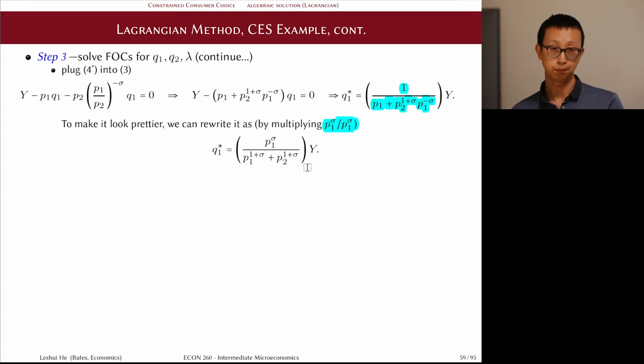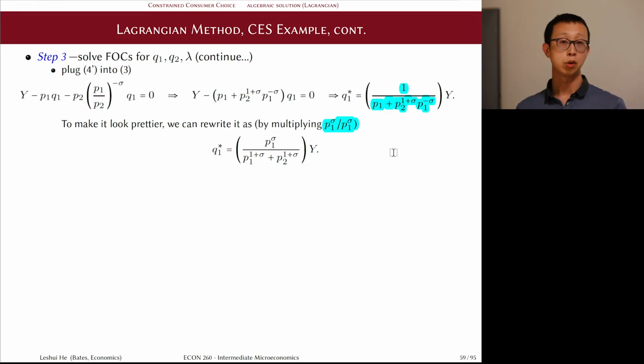So on the bottom, when we multiply P1 to the power of sigma with the denominator, we have P1 to the power of 1 plus sigma plus P2 to the power of 1 plus sigma. And this looks much more symmetrical. On the top, we'll just have this term of P1 to the power of sigma as opposed to 1. And people typically prefer this expression a lot more.